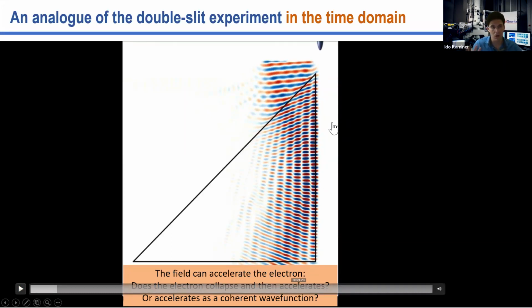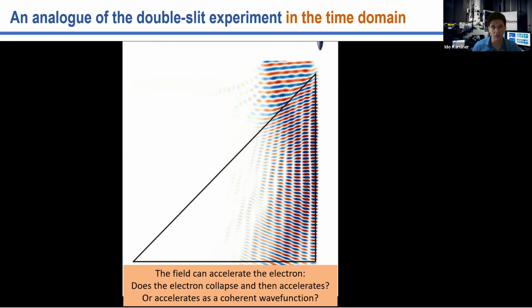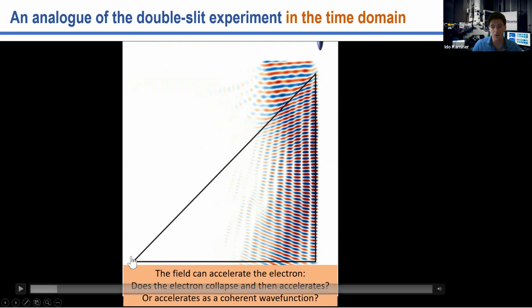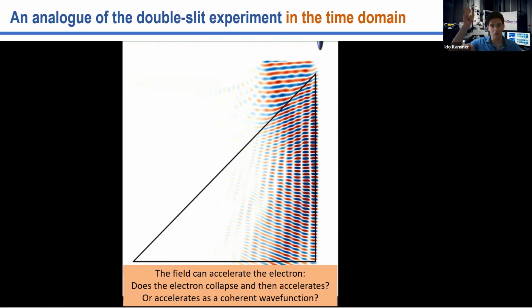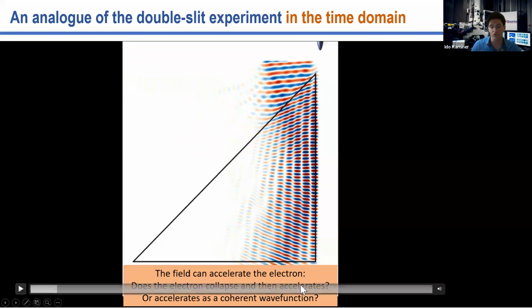And this is something we know and we expect. The fields can act on the electron and push it down or decelerate it the same way. And then a question that is analogous to the one we asked before is, what happens to the accelerating electrons when interacting with the field? Does the electron collapse and then accelerate? So we expect different locations to be acting in some probabilistic manner, or can we get acceleration or deceleration of the entire coherent wave function as a whole?